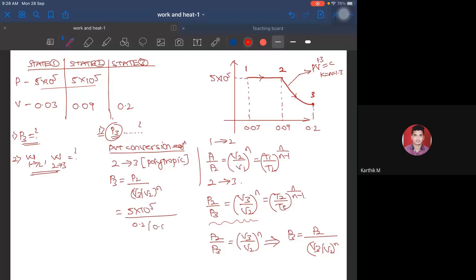While substituting in the formulas, always look into the state table. What is the n value? 1.3. So give me the value of P3, guys.